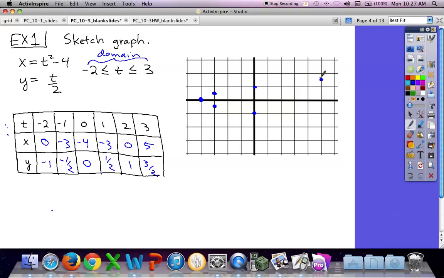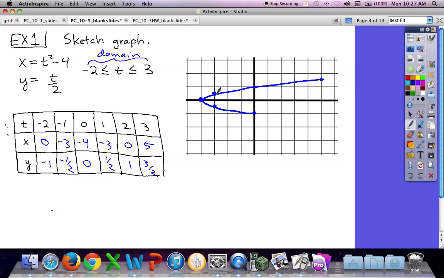Okay, so now if I connect all those dots, we started here and we went like that. Actually, I shouldn't have drawn it past that. Okay. Now, I'm going to add this in right now. Here, negative 3, negative 1 half, negative 3, positive 1 half.